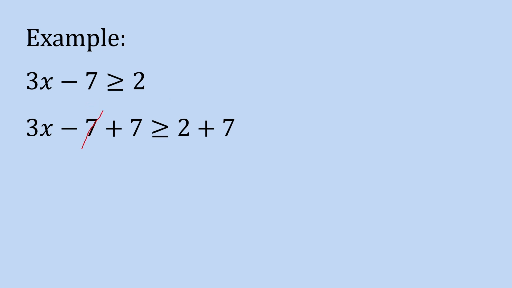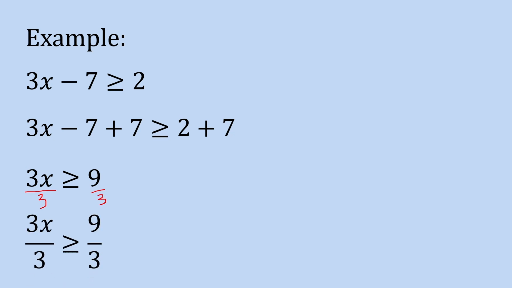So we can cancel this minus 7 and plus 7. Here 2 plus 7 is equal to 9. So 3x greater than or equal to 9. Now we can divide this side by 3, and this side also we can divide by 3. So it will be 3x divided by 3 greater than or equal to 9 divided by 3.